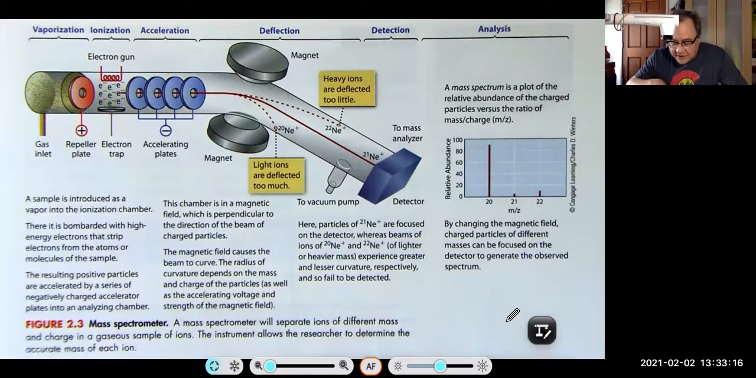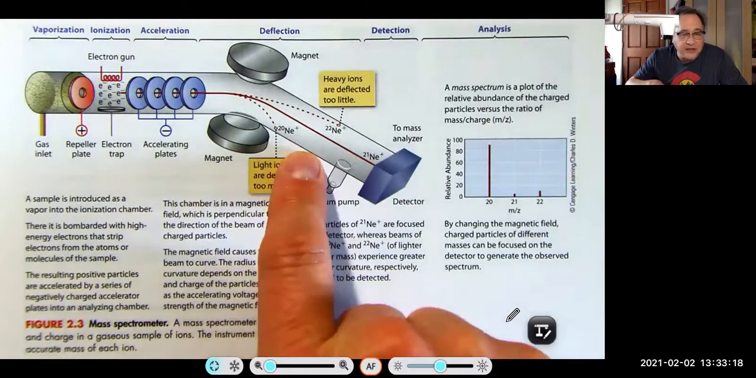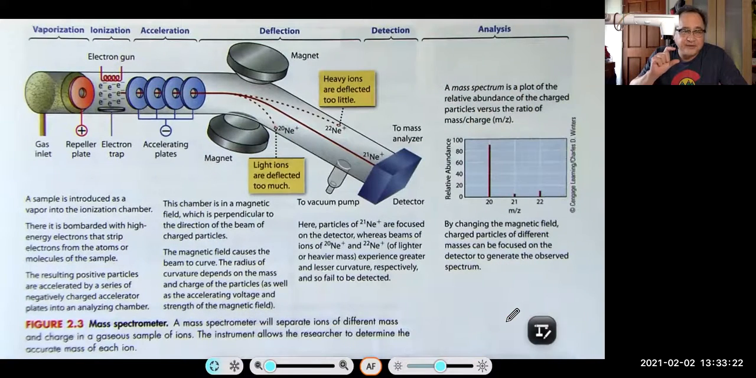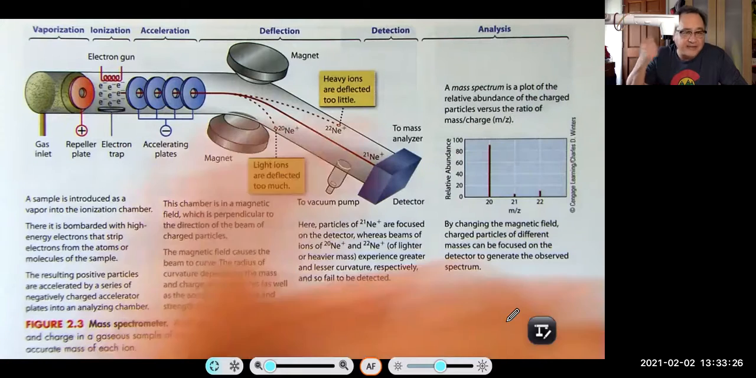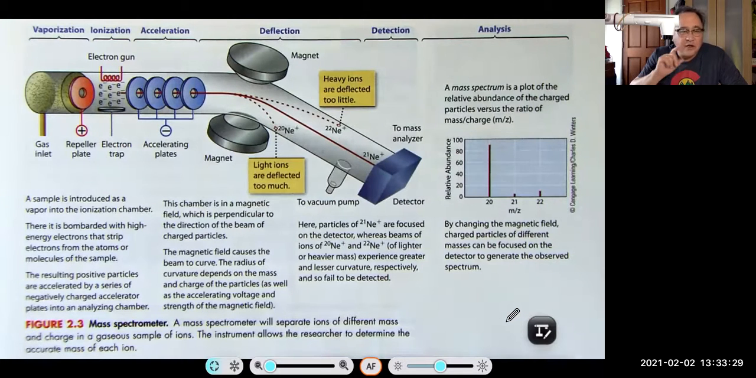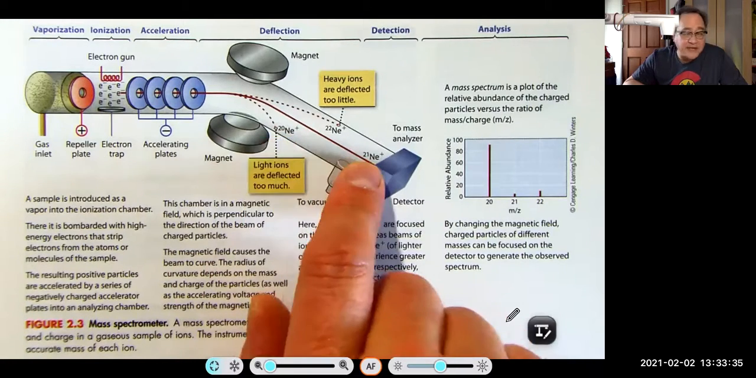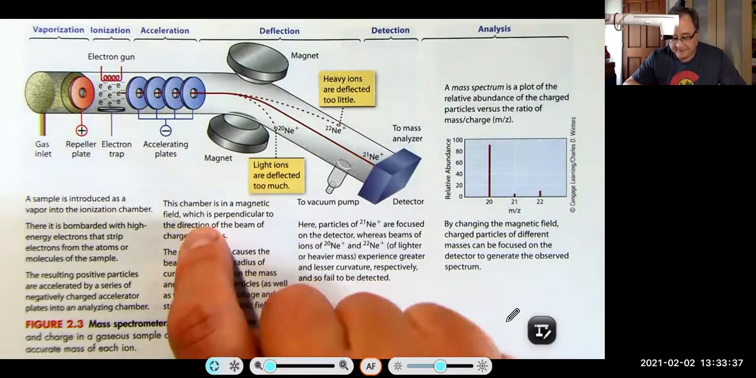So here's how you get the mass of each of these ions. You tune the magnet for a particular mass. And if an ion hits, it has that mass. Furthermore, you tune the magnet for 20 for 10 seconds, then 21 for 10 seconds, then 22 for 10 seconds.